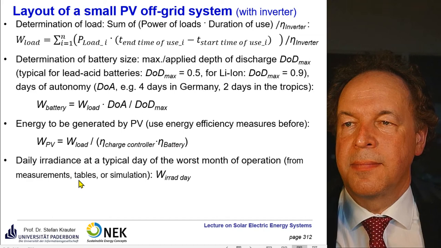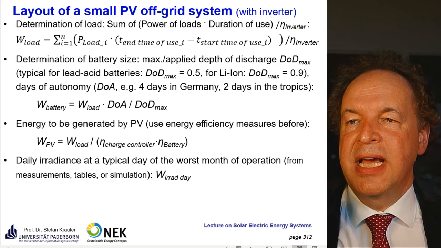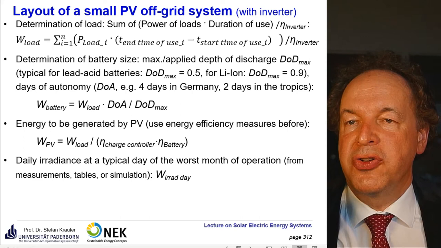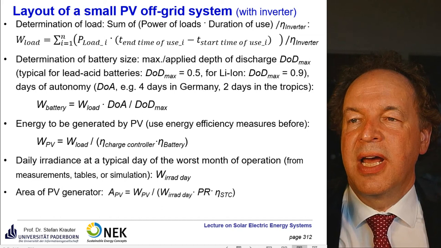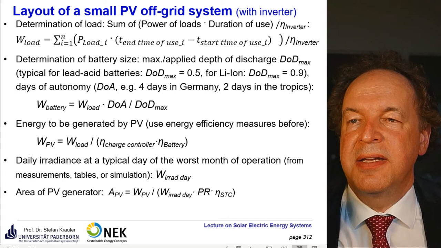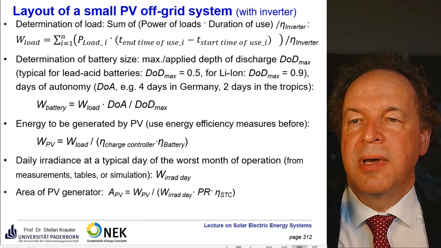Then for the layout, you take the daily irradiance of a typical day of the worst month of operation. In Germany this would be December. If you are in the southern hemisphere, this is June or July. You take a typical day of that, and then you calculate the area of the PV generator. The area is the power produced by the PV panels divided by the irradiance received per square meter times the performance ratio times the efficiency under standard test conditions.